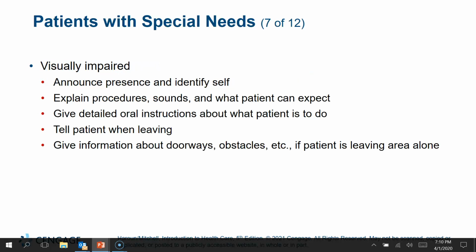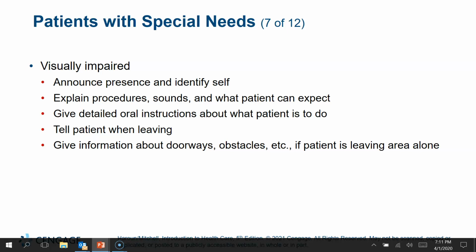Visually impaired patients, again, we're going to announce our presence. They can hear us, they just can't see. We're going to identify ourselves. We're going to let them know what we are doing and what they can expect. Remember, a patient who has sight sees us moving towards them. A patient that is visually impaired doesn't. So if all of a sudden we grab their arm, that's going to scare them.